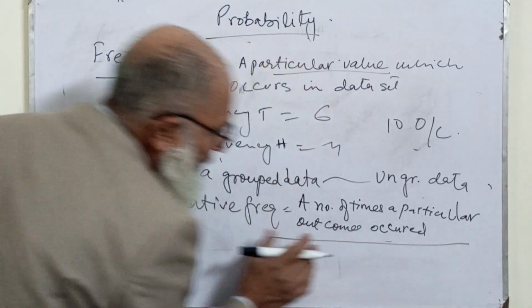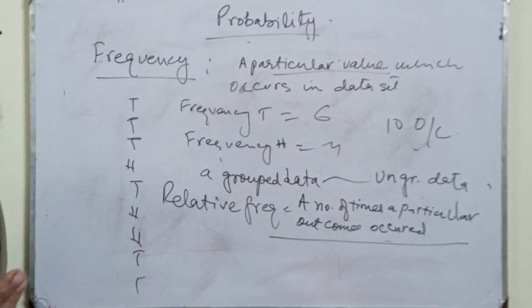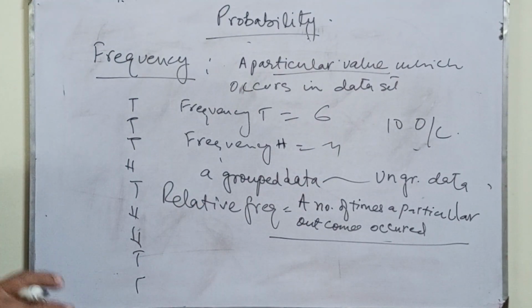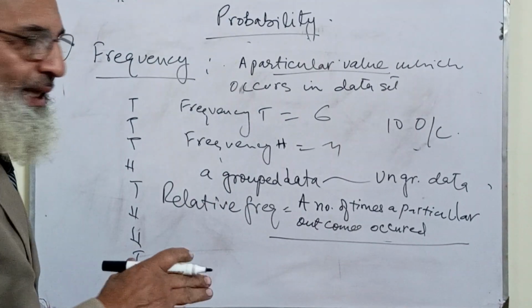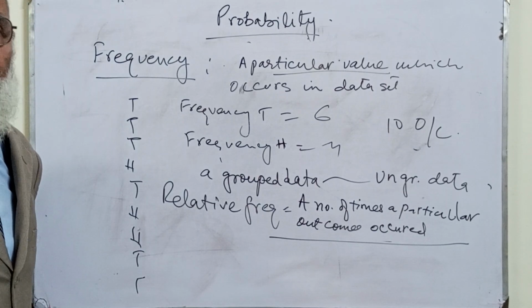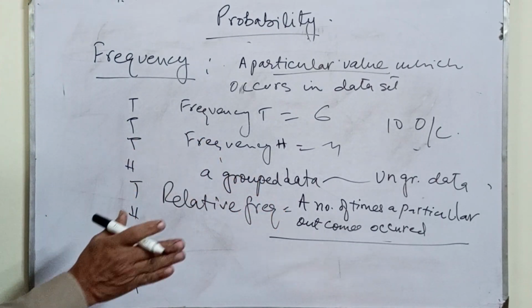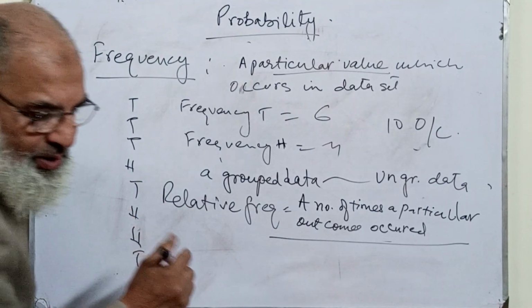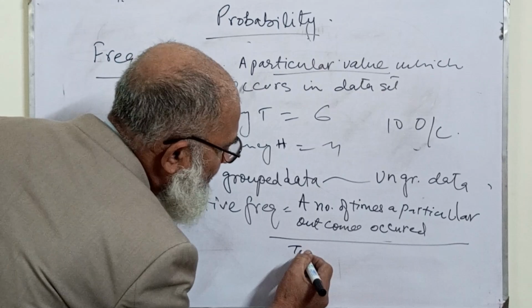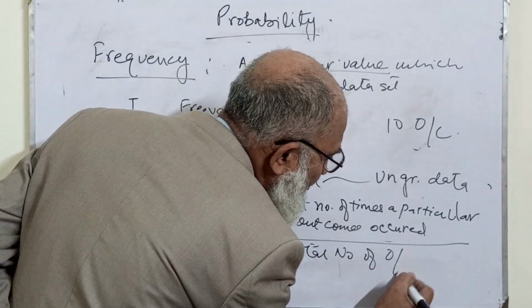This is divided by... I'm sorry that the board is very small. I just told you that I don't have slides. I would have done this on the slides because it is much better to show you slides rather than to write it over here. It is divided by the total number of outcomes.